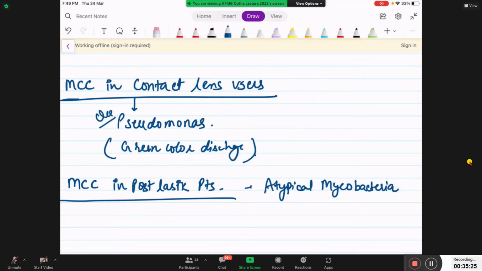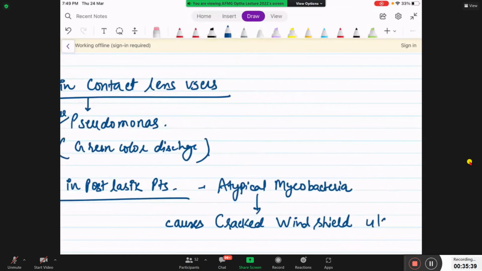Atypical mycobacteria. Write down the characteristic of this ulcer. It causes a cracked windshield ulcer. Cracked windshield ulcer. The name of this ulcer is very, very important. It has been asked many number of times. Cracked windshield ulcer.